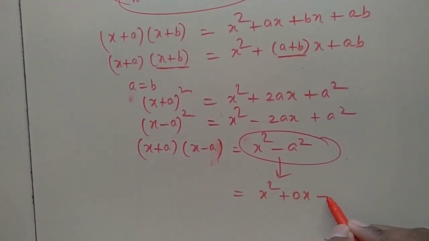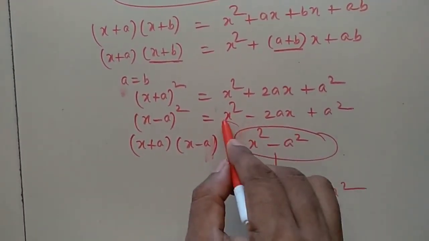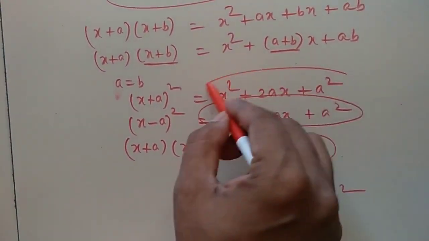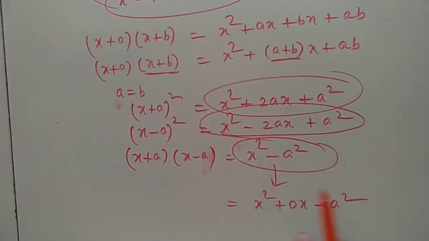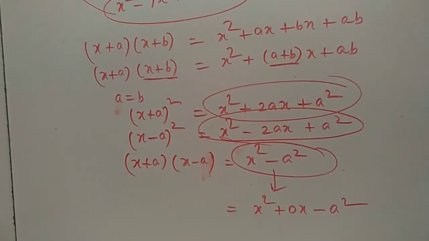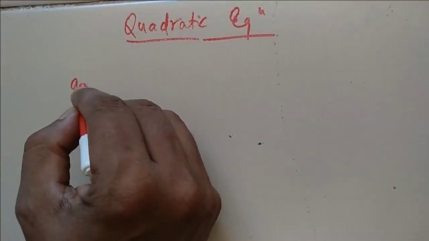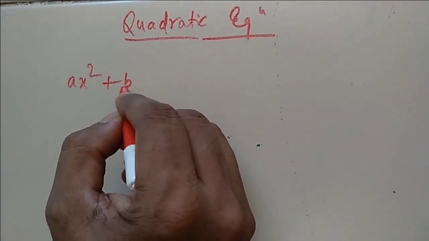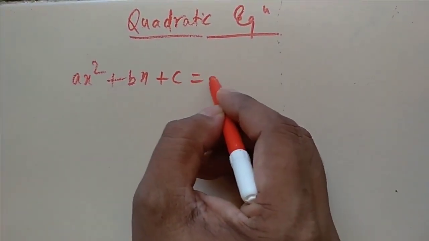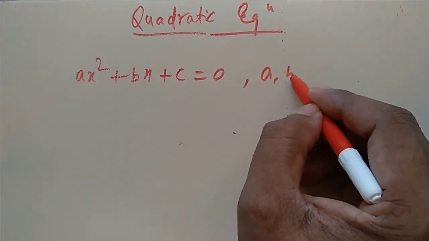So this is also a quadratic equation, where you can see the middle term b is missing: x square plus 0x minus a square. So the middle term is missing. But for a standard quadratic equation, the coefficient of x square should not be 0, because if that is 0, then x square vanishes.